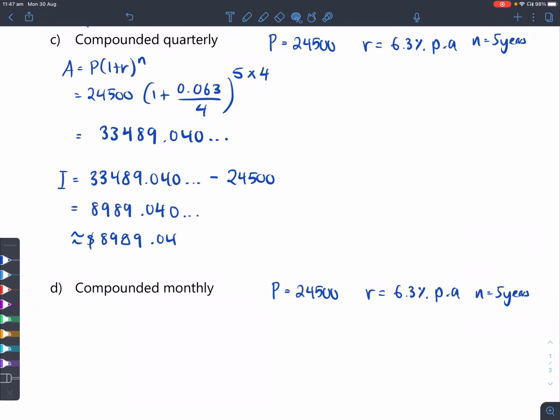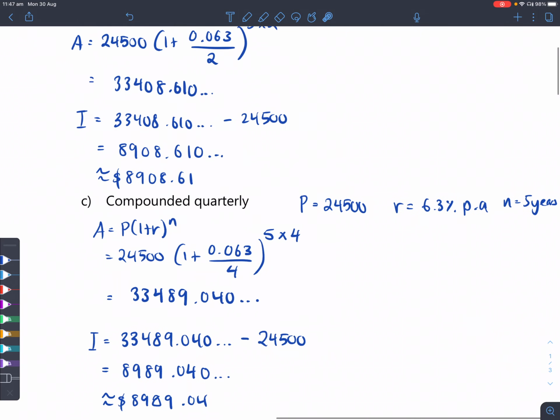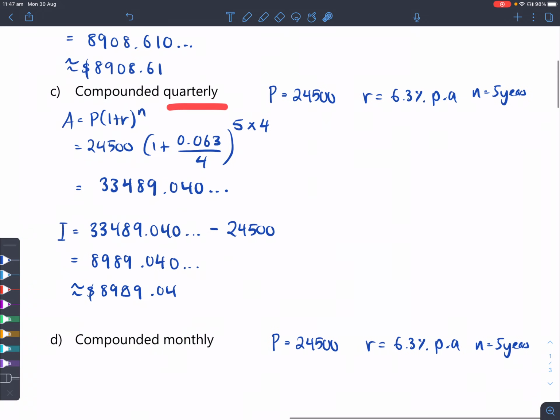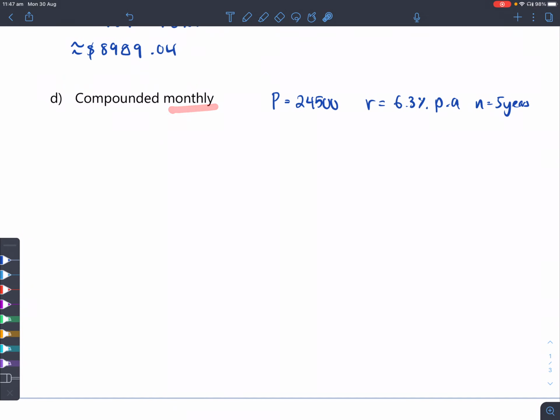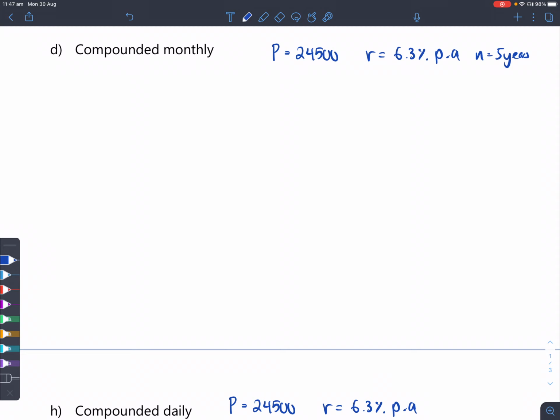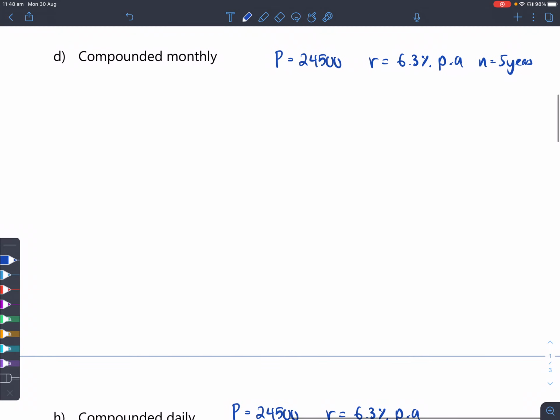All right. Now let's compound monthly instead. Okay. So you can see that these compounding durations, this was twice a year. This is now 4 times a year. How many times is this happening per year? If it's monthly, then it's 12 times a year. Okay, so we're increasing the number of times we're compounding. Okay, let's see what happens.